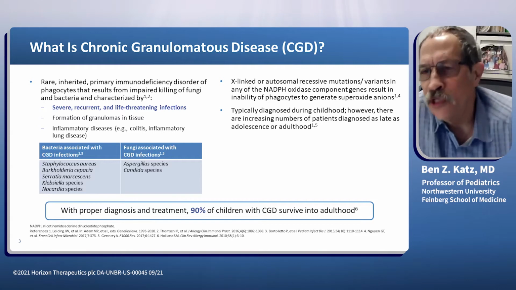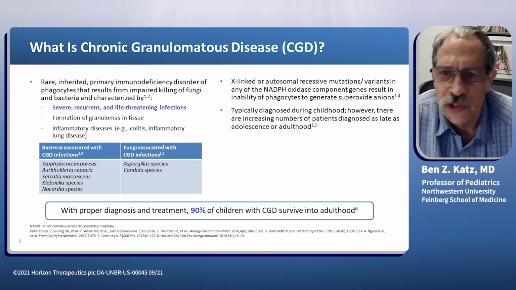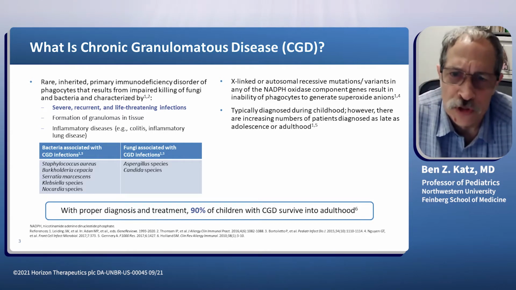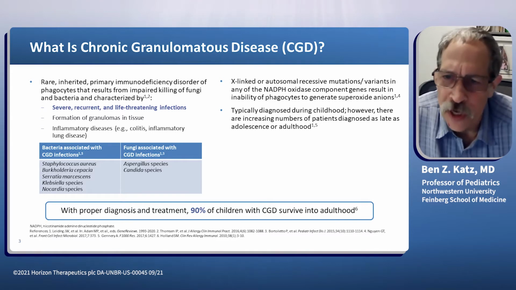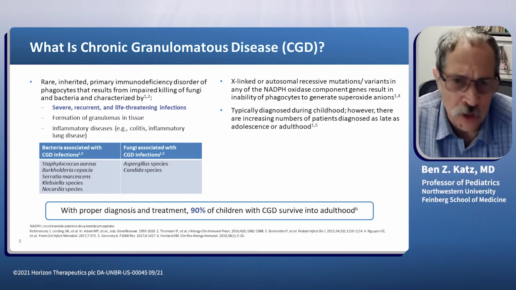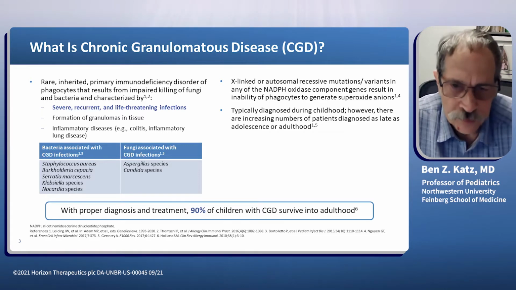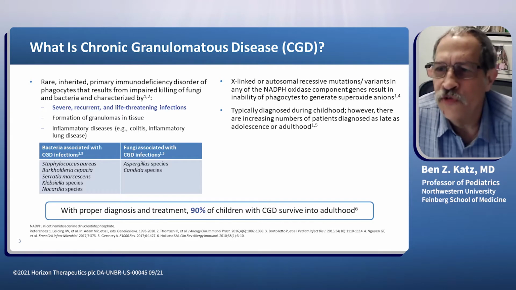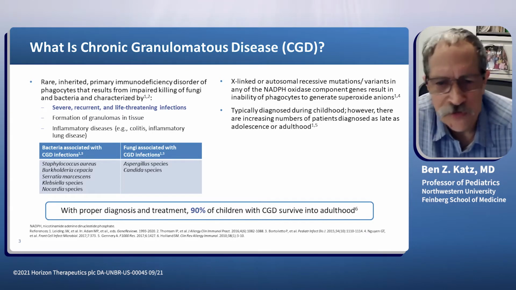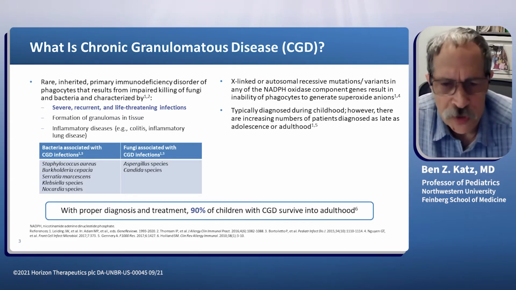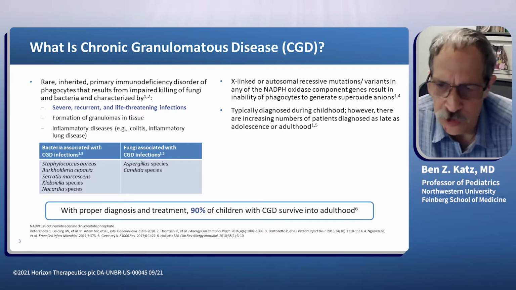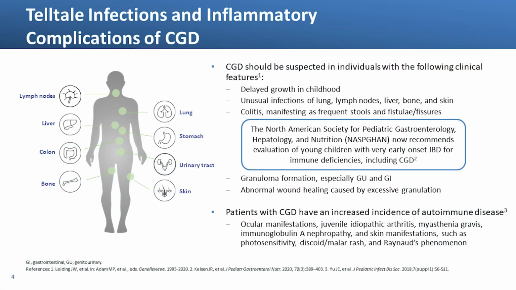There are 2 forms of the disease, an X-linked form and an autosomal recessive form. The X-linked form is generally worse, and it's typically diagnosed in childhood, although we occasionally diagnose patients in their teenage years, and there have been reports of diagnosis even in young and middle adulthood. When the disease was first described, almost all children died by age 5 or 6, but once treatments started to become available, at least 90% of children will survive into adulthood.